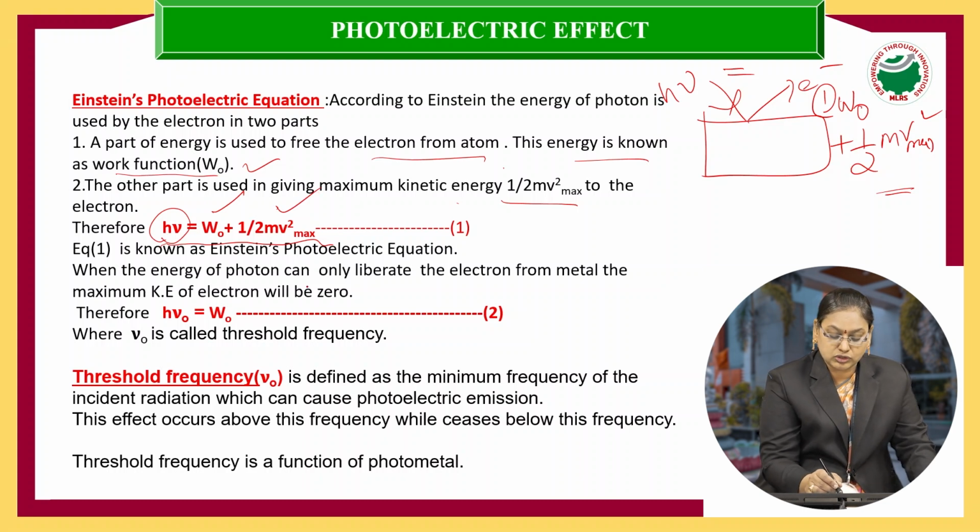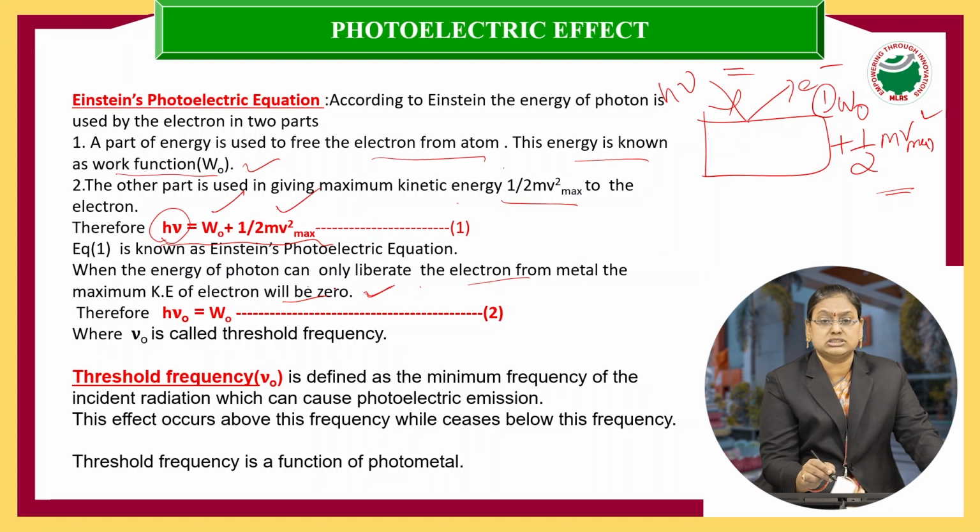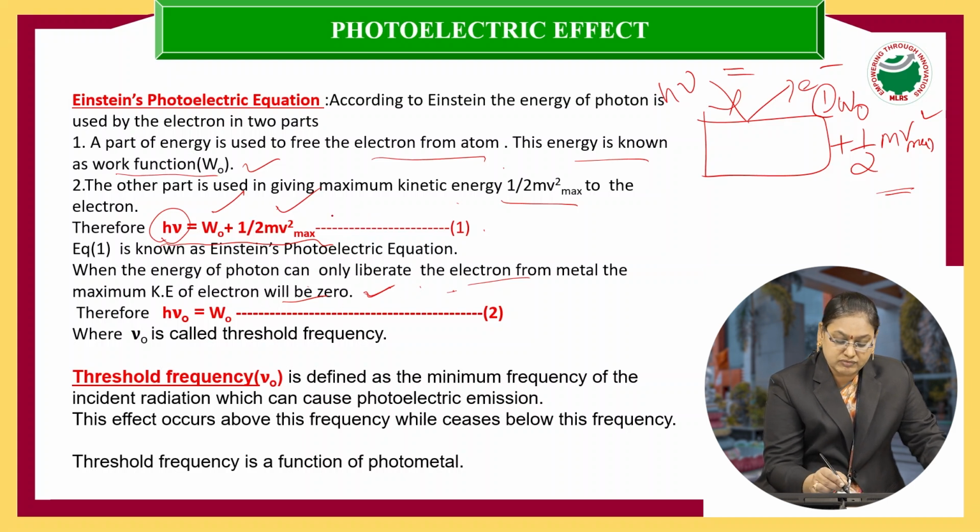Now when the energy of the photon can only liberate the electron from the metal, the maximum kinetic energy of the electron will be 0. This is nothing but the definition of a threshold frequency. That means the frequency is only liberating electrons and not giving them any additional energy; we call that frequency the threshold frequency. So in equation 1, kinetic energy is 0, so you substitute 0 in the place of kinetic energy, and the frequency is then represented by nu naught.